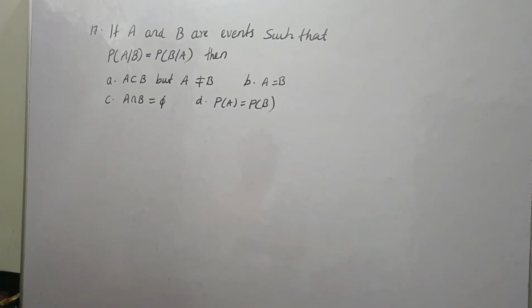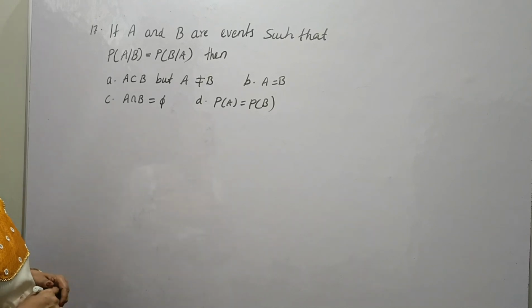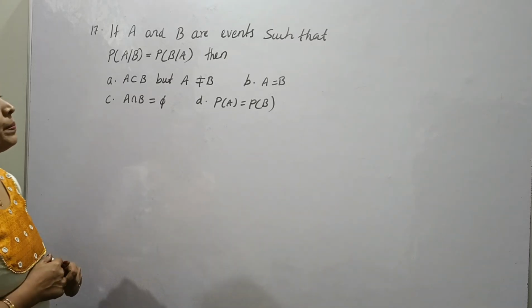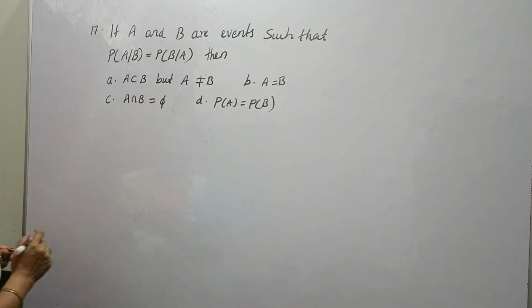If A and B are events such that probability of A given B is equal to probability of B given A, then the options are: A subset of B but A not equal to B; A equal to B; A intersection B is equal to phi, that is the null set; probability of A is equal to probability of B.